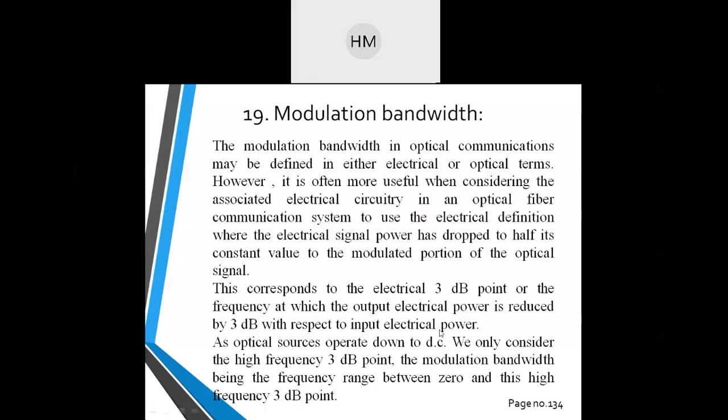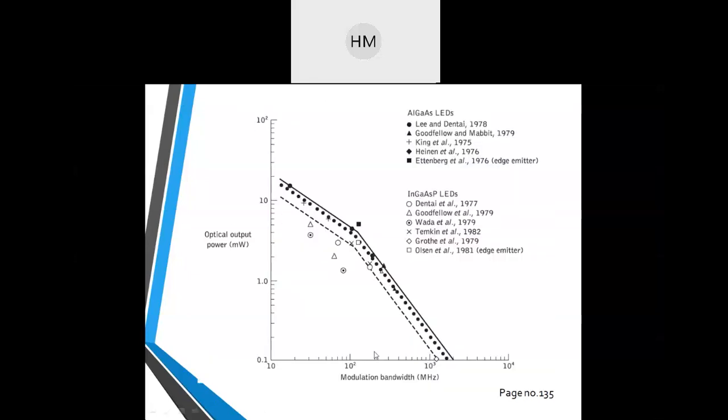See students, we have seen the frequency response. There we draw 3 dB down, we have marked the frequency, we have marked the gain. Here also we are saying that this electrical 3 dB point, or the frequency at which the output electrical power is reduced by 3 dB, is my cutoff frequency. Okay, as optical sources operate down to DC, we only consider the high frequency 3 dB point, the modulation bandwidth being the frequency range between 0 and this high frequency 3 dB point. This we will see in the graphs. What do you mean by modulation bandwidth?